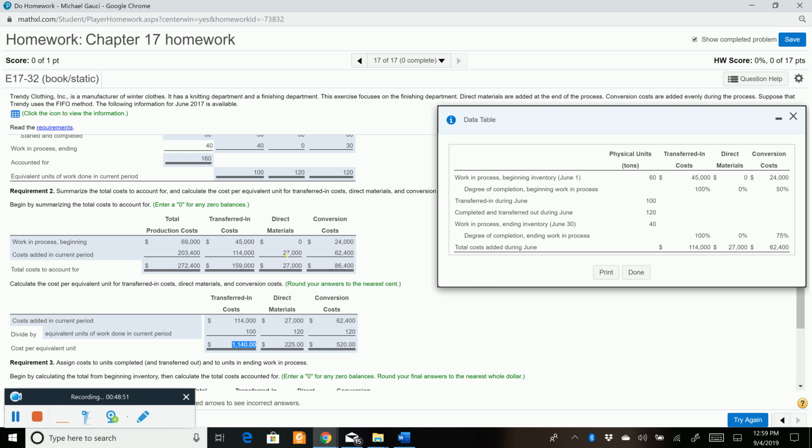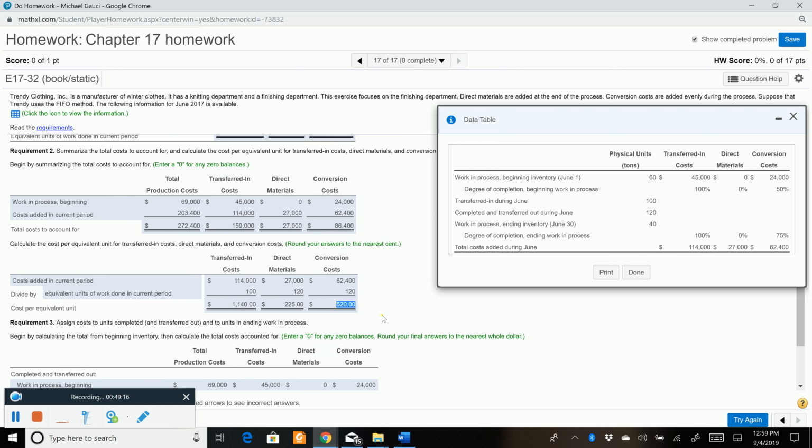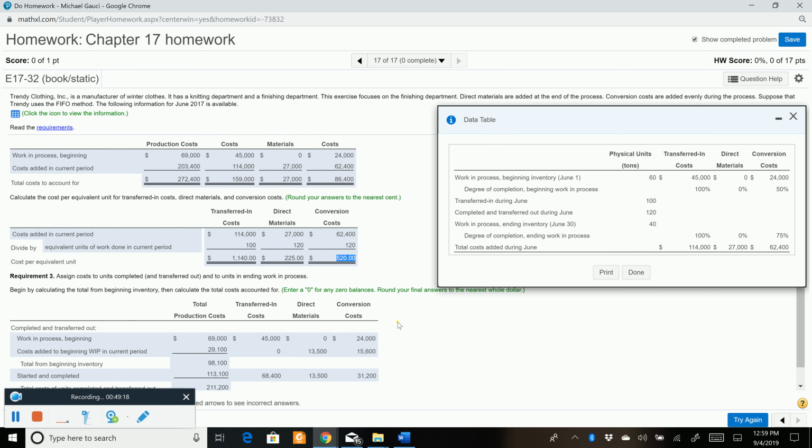Direct materials added during the period, 27,000 divided by your equivalent units of 120. That gives us 225. And lastly, conversion costs added during the period, 62,400 divided by 120, which is your equivalent units for conversion costs. That gives us your cost per equivalent unit of 520. All right, we're getting closer. So we calculated the cost per equivalent unit, and the last step is to assign our costs.